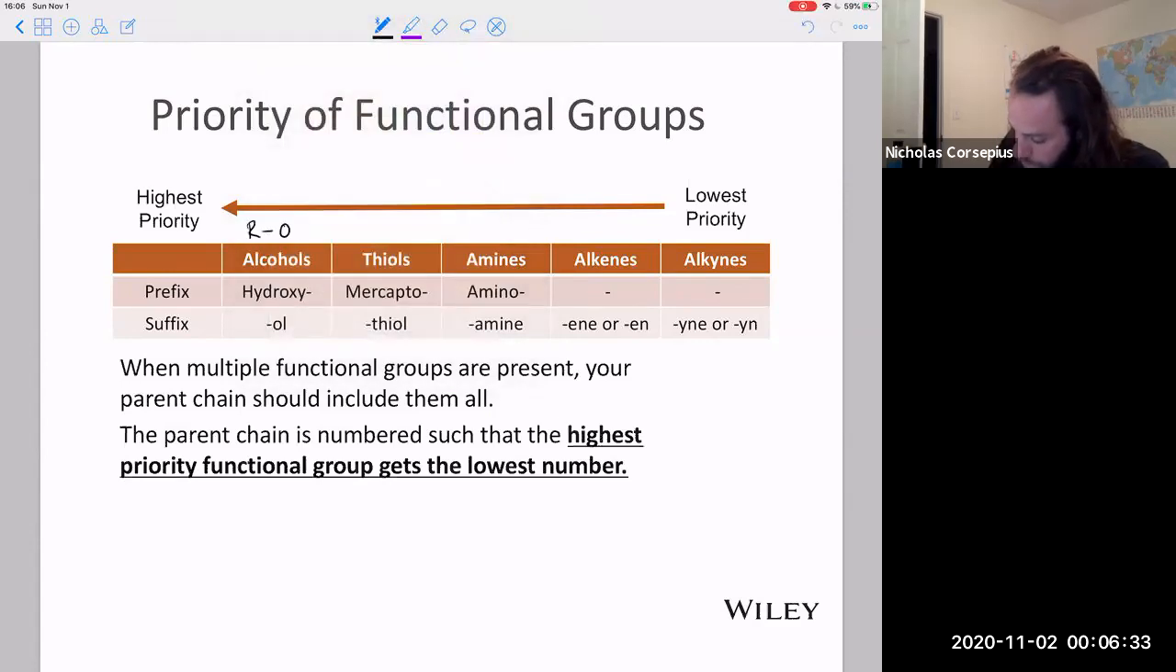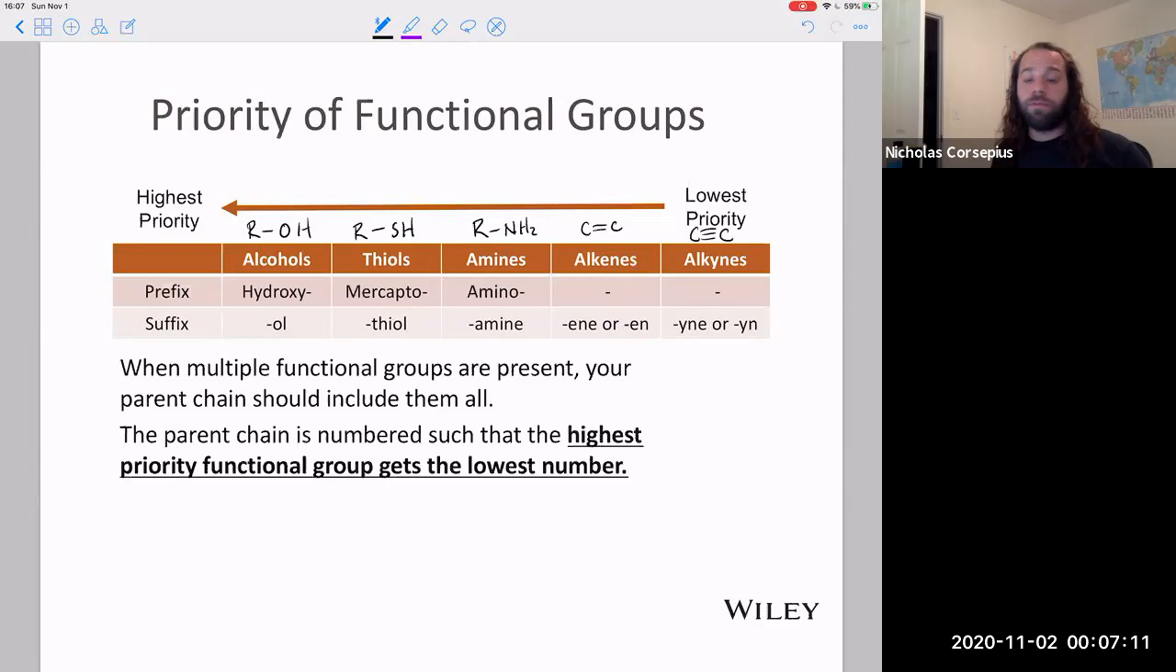So alcohols, that's something with this generic property. Thiols, if you remember, we learned all these functional groups at the beginning of the semester, but it's been a while since we've talked about them. Thiols are groups that have an SH, so similar to an alcohol, but with sulfur instead of oxygen. Amines have this nitrogen group, and then of course we know our alkenes, those are double bonds, and alkynes are triple bonds. Okay. So it turns out that in organic chemistry, all these functional groups have been ranked and given a priority. So what the heck does that mean?